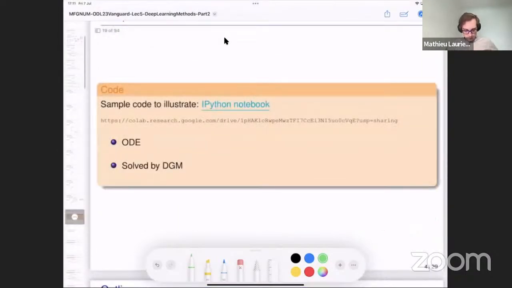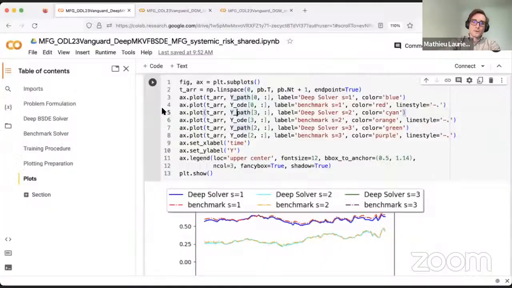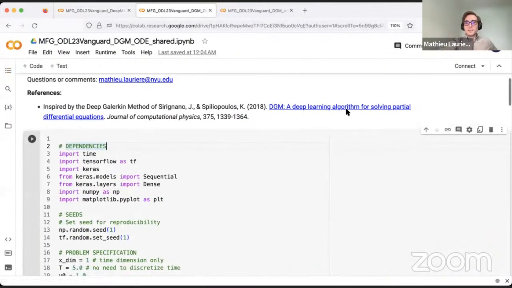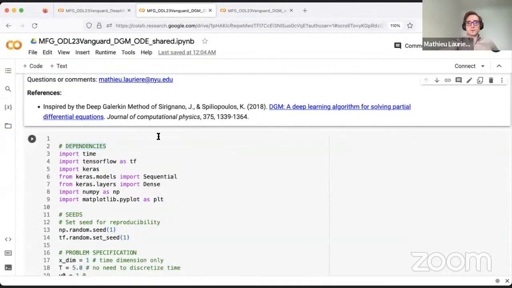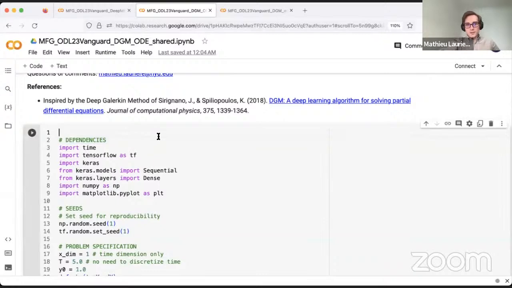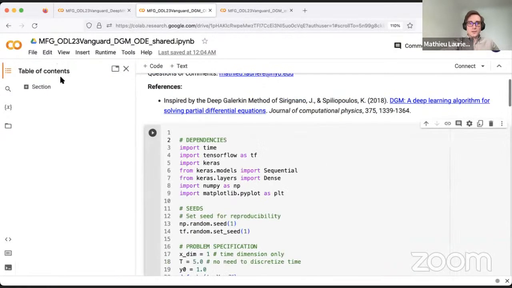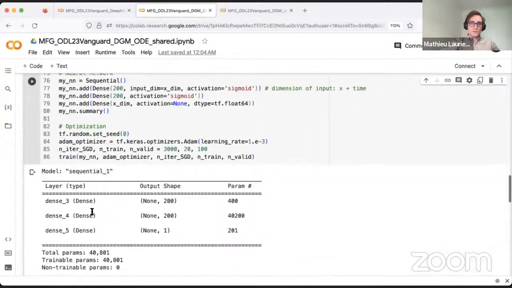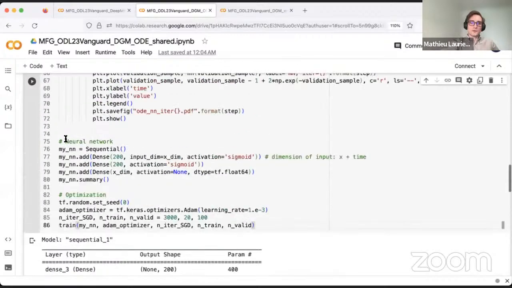Okay, so let me show you this sample code just to make things concrete. I think it should be this one. Yes, it's inspired by the DGM method, but really there is nothing complicated here. I think the DGM method is really for PDEs. Here it's just for an ODE. I didn't put any sections, sorry. It's just a few lines of code. You see, not even 100 lines of code.